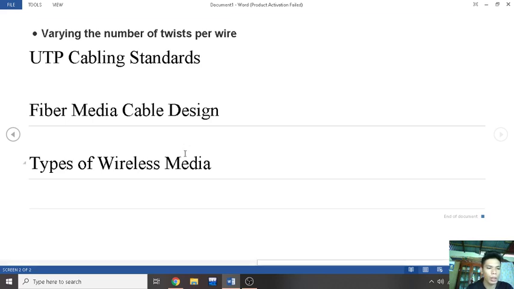So the next is WiMAX. WiMAX is commonly known as Worldwide Interoperability for Microwave Access, used in a point-to-multipoint topology to provide wireless broadband access.